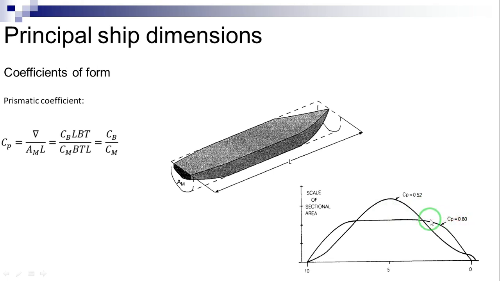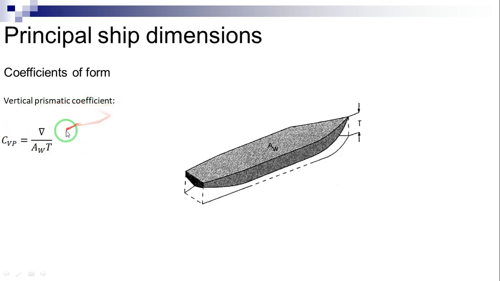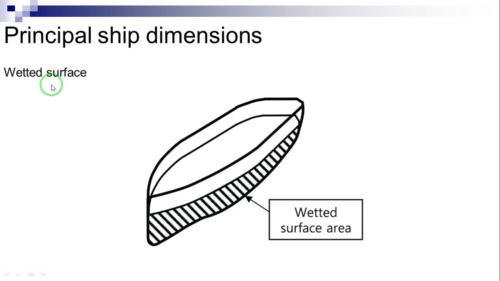Let us now denote the water plane area by AW. Then we define the water plane area coefficient by this equation. The vertical prismatic coefficient can also be defined as we can see here in this equation. Note that it is possible to change the length or draft of a vessel without changing the dimensionless coefficients presented here.